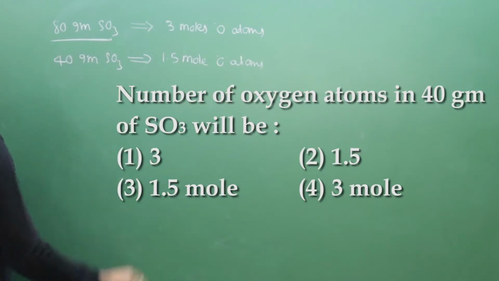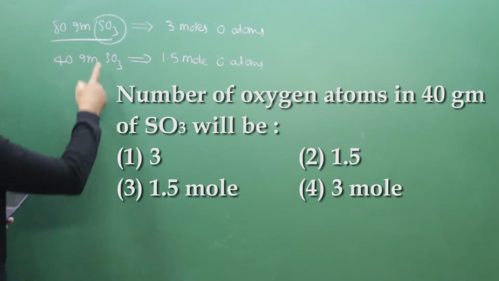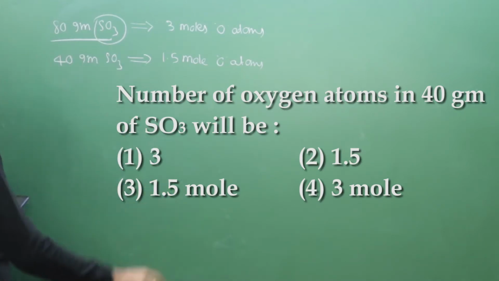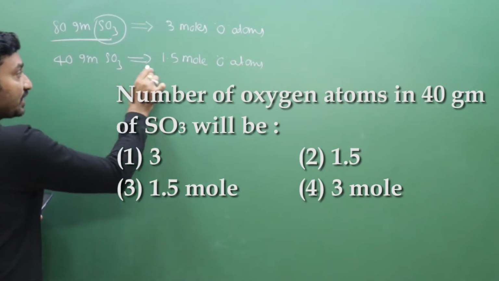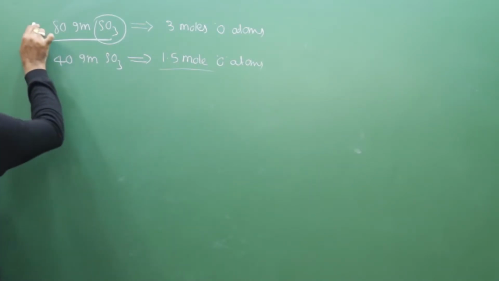In 80 grams of SO3, 3 moles of oxygen atoms are present. 80 grams means 1 mole. Sulfur 32, O3 48, that is 80 grams. Okay, so what is the right answer? 1.5 mole is the right answer. Option 3. Okay, next one.